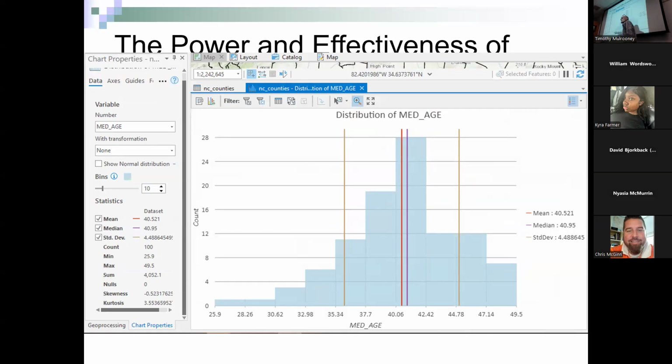And so this is a frequency distribution here. Basically this bar shows how high it goes to frequency, and then on the x-axis is the actual value. So from 25.9 to 28, we only have one county that has a median age. Over here we have lots of counties that are between 40 and 42. This is what we call a normal distribution.